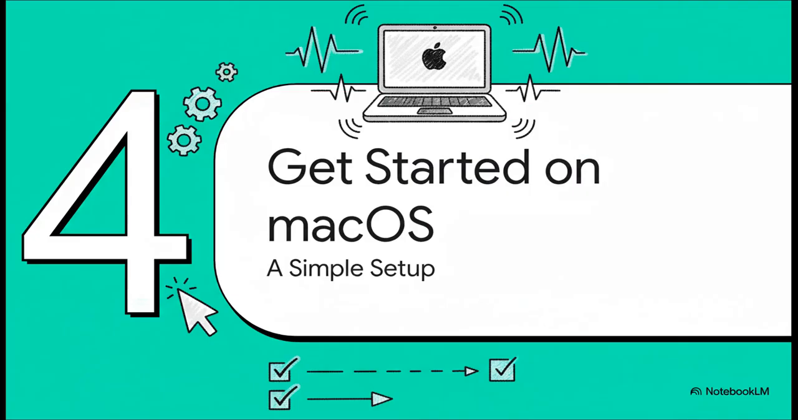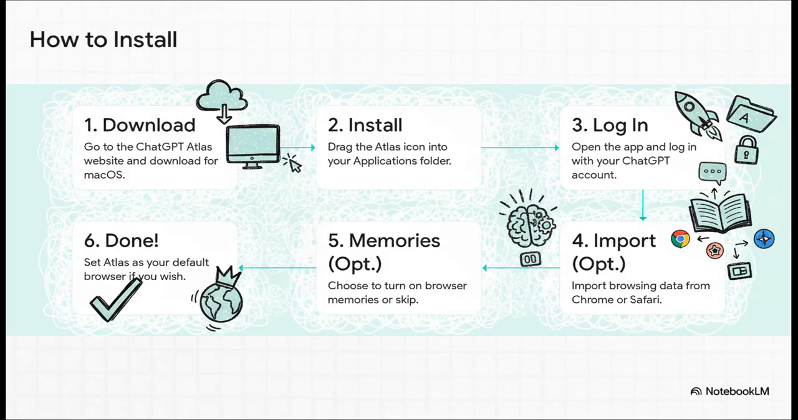So, after hearing about all these crazy features, you're probably thinking, okay, how do I get this thing? Well, right now it's available for macOS, and getting it set up is super, super easy. Seriously, the whole process is a piece of cake. First, you just go to the website and download the file for macOS. Then, you know the drill, just drag the Atlas icon into your Applications folder. Open it up, sign in with your ChatGPT account, and then you get a couple of choices.